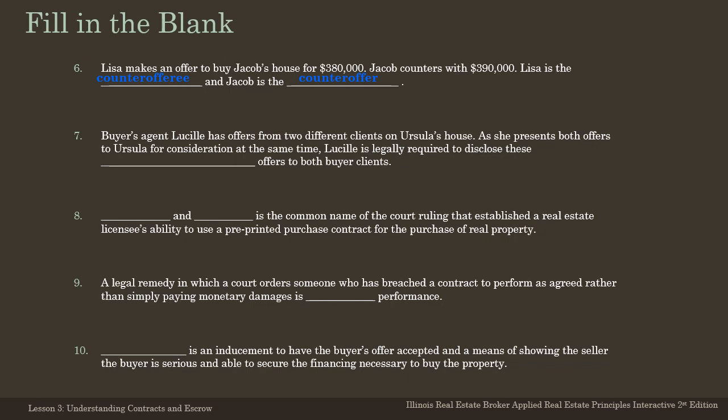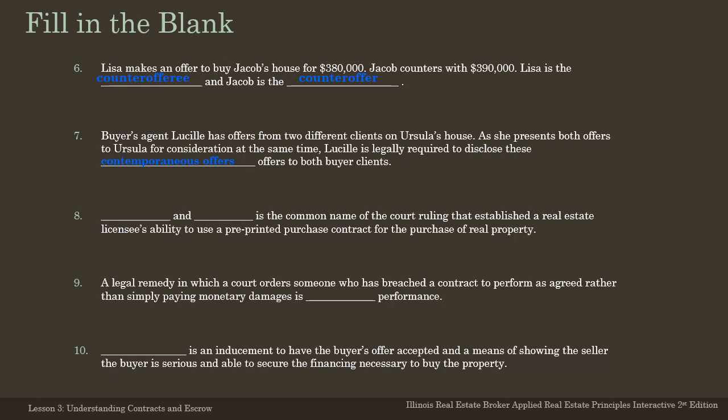Buyer's agent Lucille has offers from two different clients on Ursula's house. As she presents both offers to Ursula for consideration at the same time, Lucille is legally required to disclose these contemporaneous offers to both buyer clients. What basically this means, I'm not sure they're expressing this quite as they should.